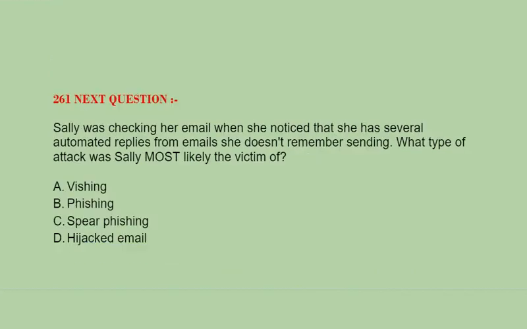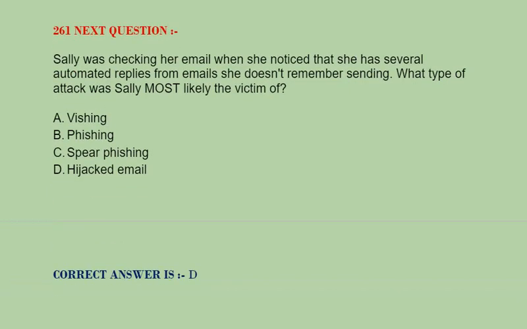Question is Sally was checking her email when she noticed that she has several automated replies from emails she doesn't remember sending. What type of attack was Sally most likely the victim of? Option A phishing, option B vishing, option C spear phishing, option D hijacked email. Correct answer is option D.